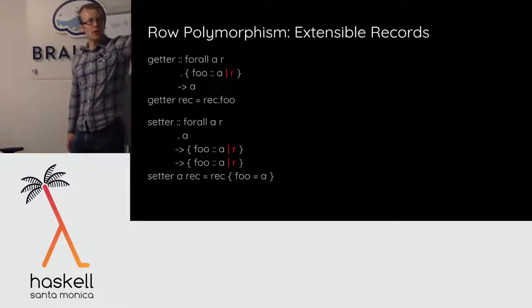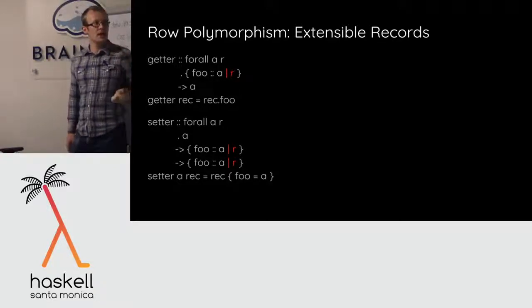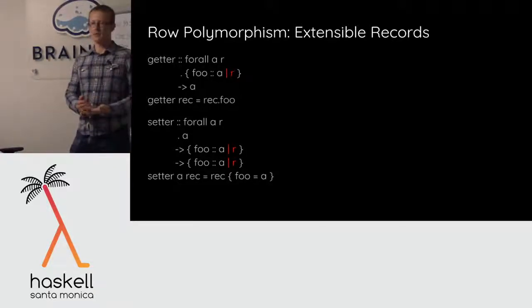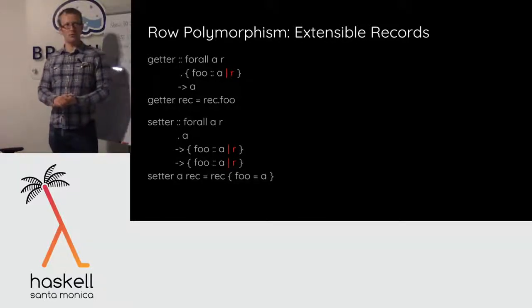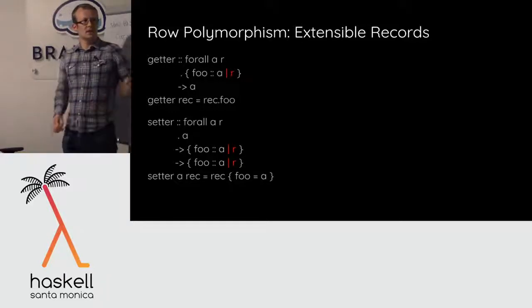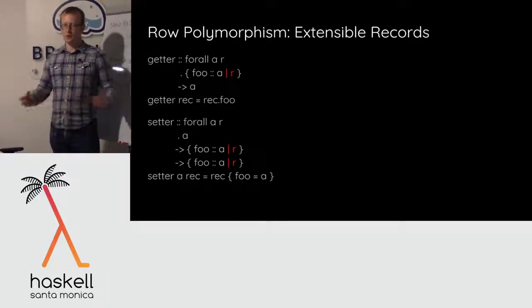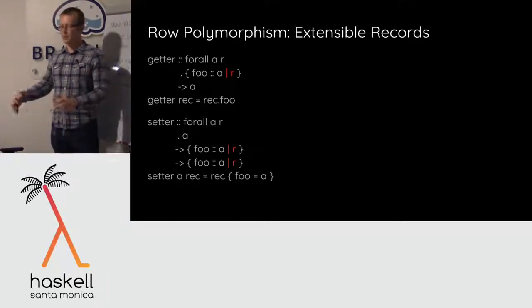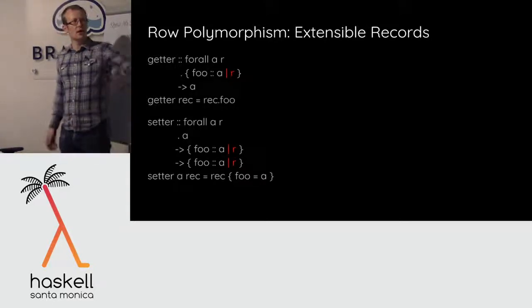I can say getter takes a record with a foo property and any other properties, and gives me an A, okay? And the quantification over this R thing here, right, is quantification over a row of types. So a row is a mapping from labels to types, okay? So the ability to quantify over these rows, like these tails of object properties I don't particularly care about right now, is called row polymorphism, okay?